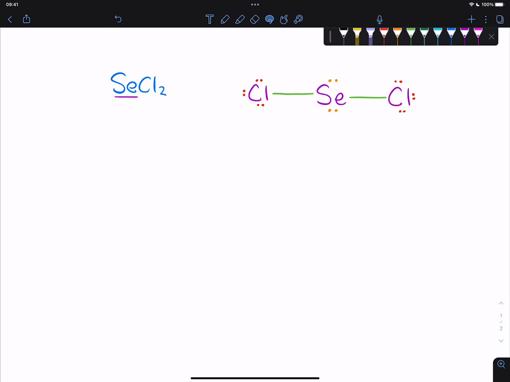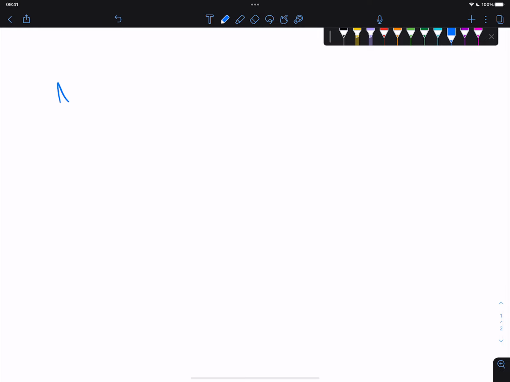Now let's do another one. Let's say we have a compound or a molecule that is NO2 minus. This is a nitrite ion. They don't always have pluses and minuses, but in this case we have an ion. That is going to affect how we count.